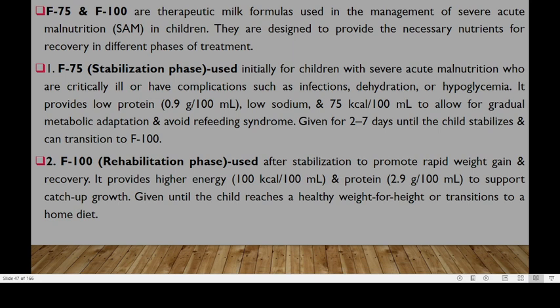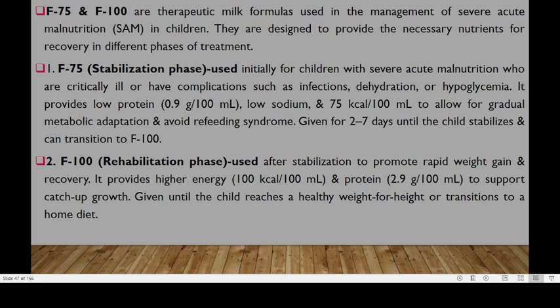Let's say, like for F75, this one is normally used in the stabilization phase, and is used initially for children who are critically ill and have complications such as infection, dehydration, hypoglycemia. It does provide a low protein diet of about 0.9 grams per 100 mL, low sodium, and 75 kilocalories per 100 mL to allow for gradual metabolic adaptation and avoid refeeding syndrome. So it's given for 2 to 7 days until the child stabilizes and can be transitioned to the F100.